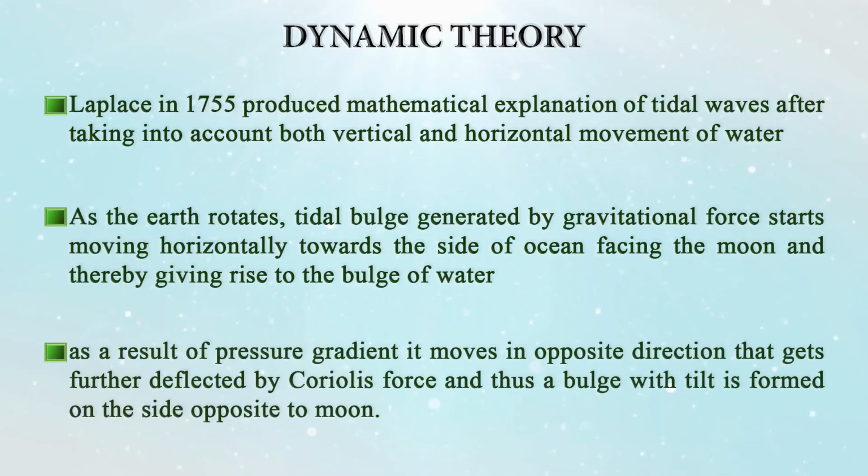Obviously, when the moon is on this portion and this portion of the earth is facing the moon, the bulge is created by the horizontal movement of water, then only the bulge or the vertical rise will be created. But as a result of pressure gradient, it moves in the opposite direction, which is further deflected by Coriolis force. And you must have studied about Coriolis force, which is a force related to the rotation of the earth, due to which ocean currents or winds are deflected to their right in the northern hemisphere and to their left in the southern hemisphere. This is because of the rotation of the earth.